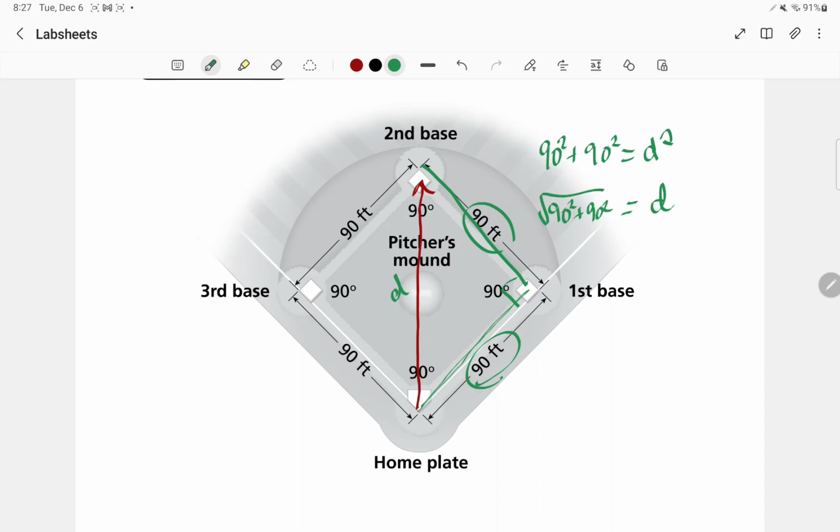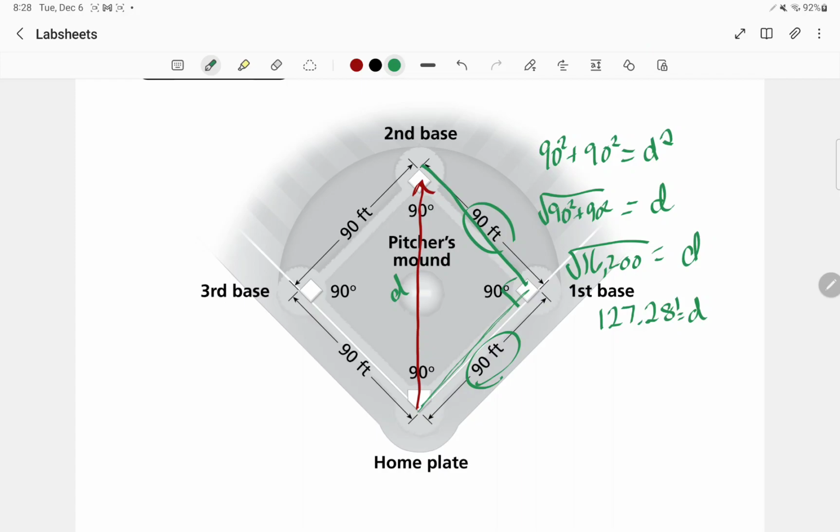Now you have to take 90 squared plus 90 squared and then take the square root. 90 squared plus 90 squared is equal to 16,200. And so you would find the square root of that, which is 127.828 feet. So that is that distance in red there from the home plate to second base.